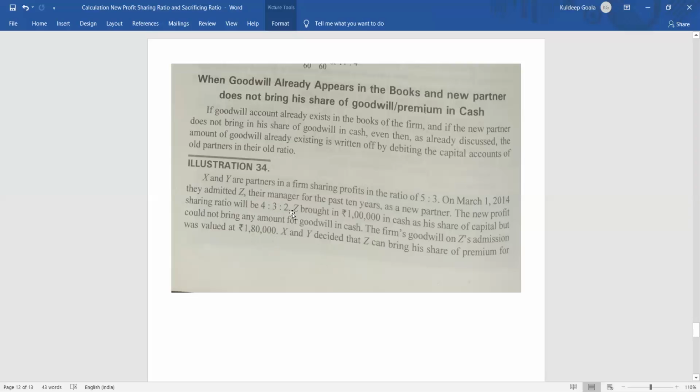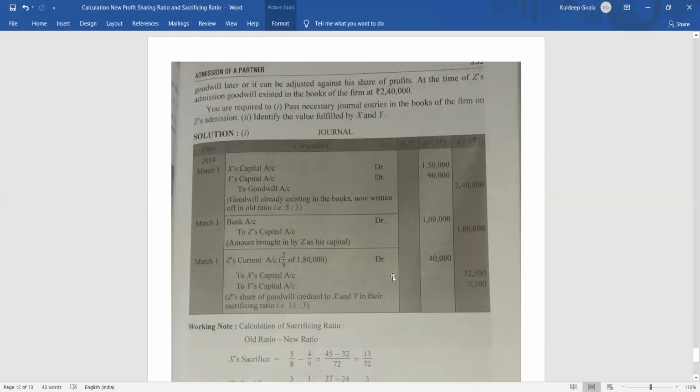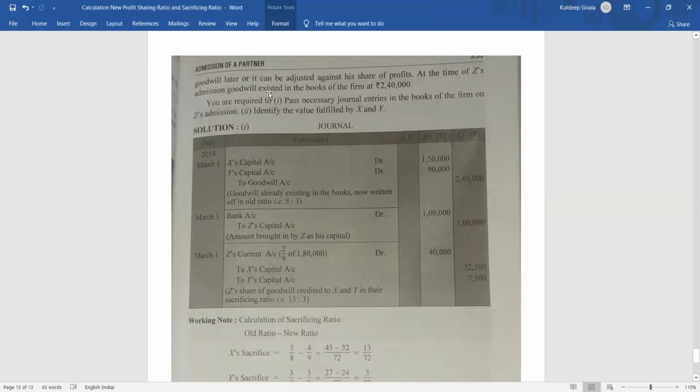So how much was Jed's share? 2/10. 2/9, sorry. 2/9. So 2/9 of 1,80,000 will be how much? It will be 40,000, right? 40,000 is Jed's share of goodwill. So that much we should take from Jed's current account. Clear? After that, what is told? X and Y decided that Jed can bring his share of premium for goodwill later on. They gave him the offer that you can bring it later on, or it can be adjusted against his share of profit when you get the profit later on.